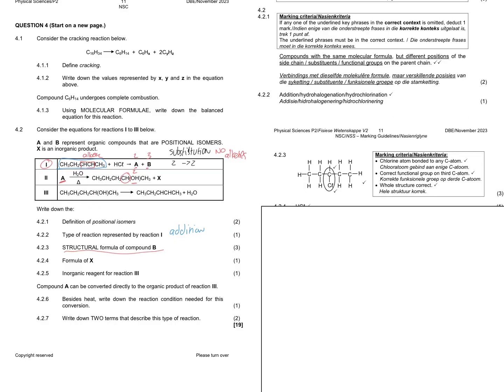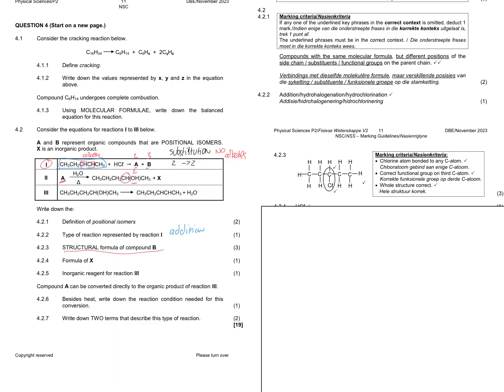So there it is, 3-chloropentane. And so you get a mark if you have a chlorine anywhere, another mark if the chlorine is on the third carbon, and then you get a mark for the rest of it having 5 carbons and all of its H's and things.